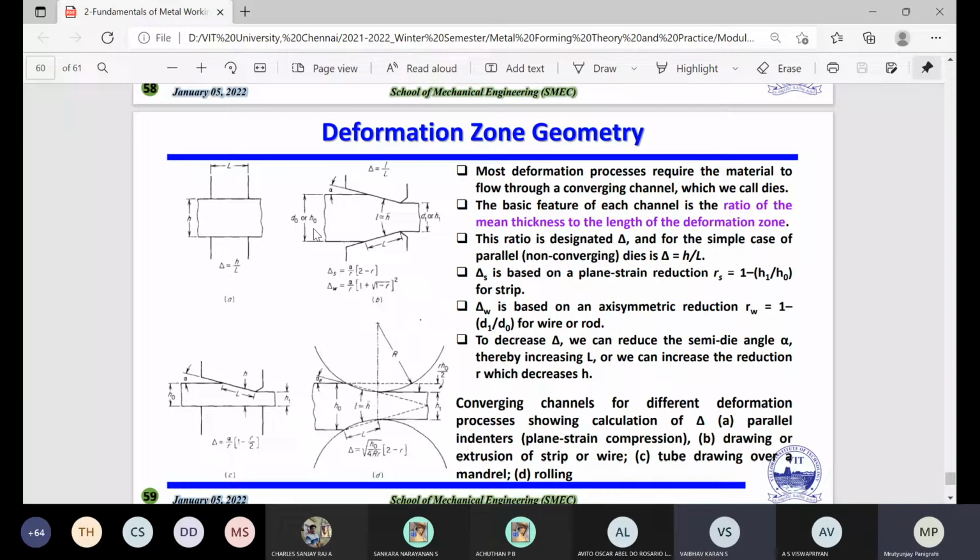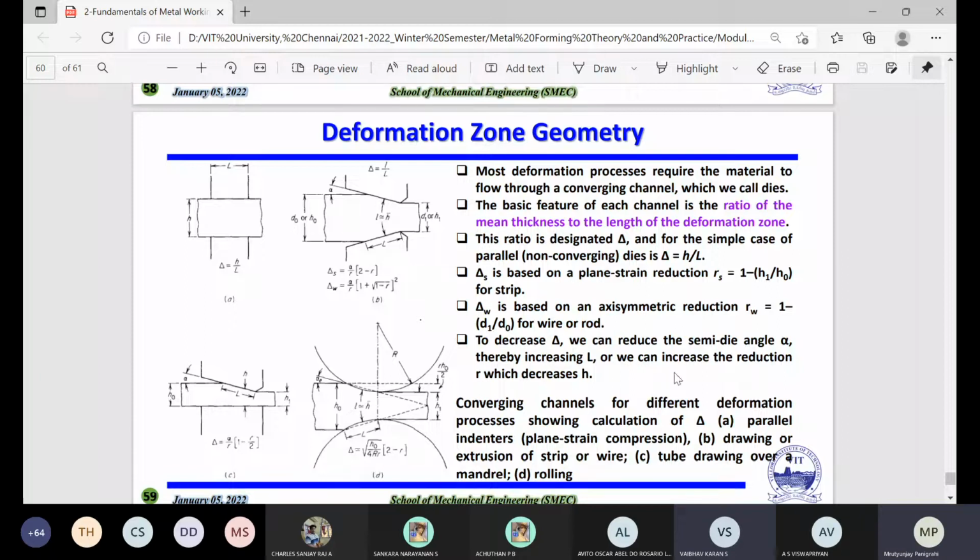And also, for the axisymmetric reduction, Rw equals 1 minus d1 divided by d0. Okay, so d1 is the final diameter, or h1 in the other case, and the initial is d0 or h0. Those are the basic things to understand.